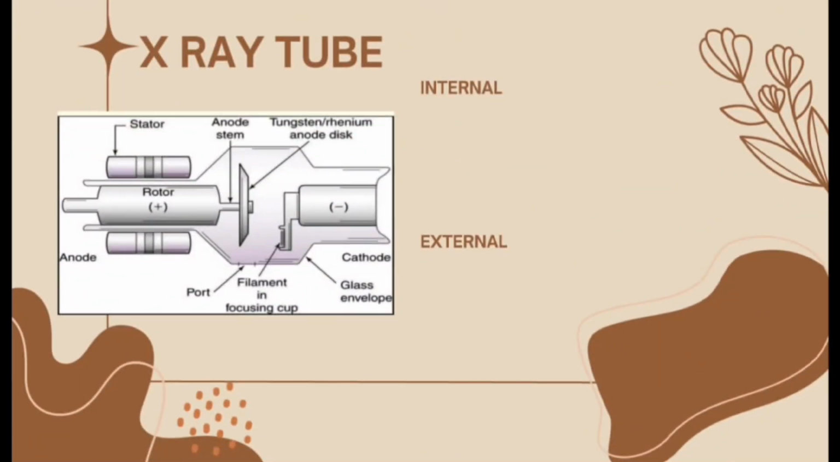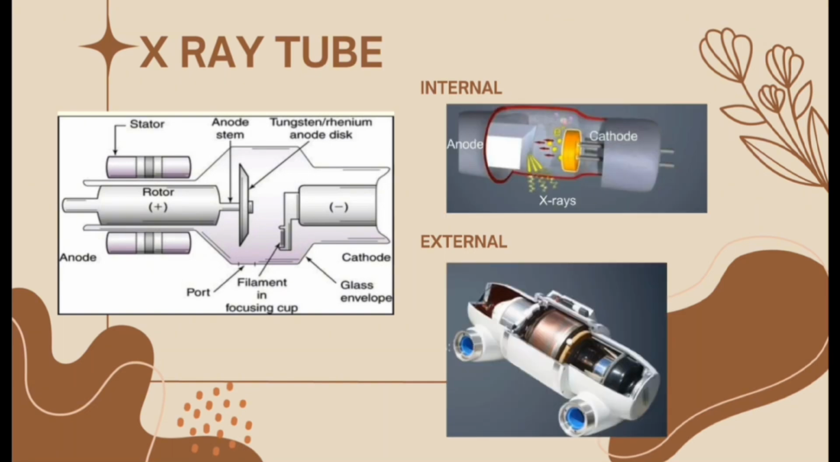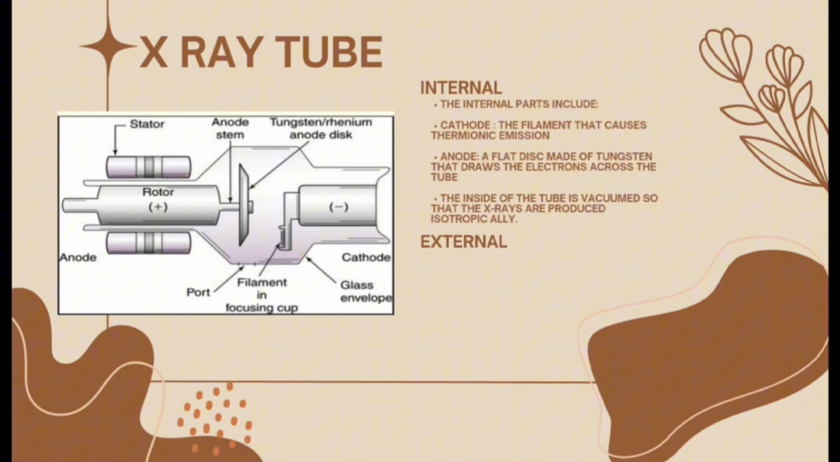The X-ray tube can be classified as internal and external. The internal parts include the cathode, the filament that causes thermionic emission, and the anode, a flat disc made of tungsten that draws the electrons across the tube. The inside of the tube is a vacuum so that the X-rays are produced isotropically. While the external part includes tube support, protective housing, and glass or metal envelope.